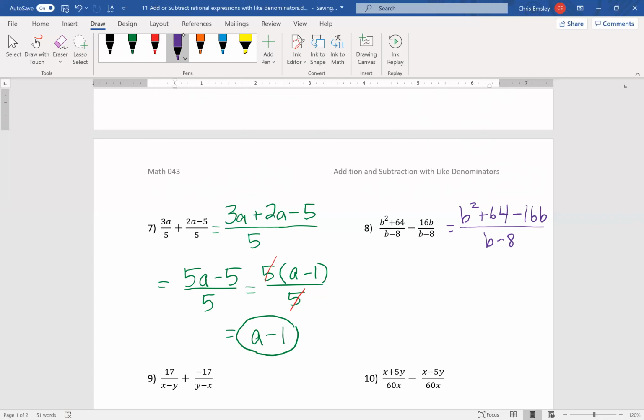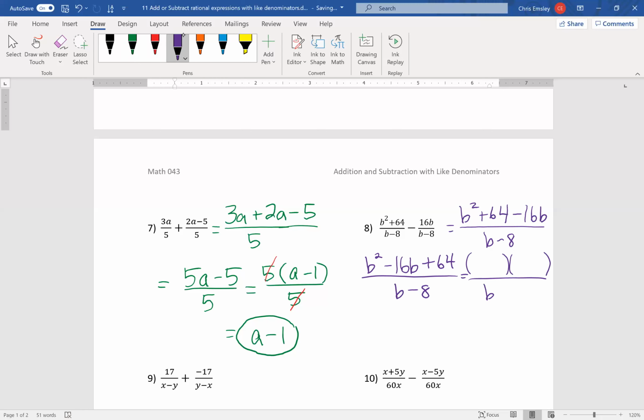Look at the top of that rational expression. That is a quadratic expression. Maybe we'll rewrite it in standard form. So we have b squared minus 16b plus 64 over b minus 8. And when we write it like that, we see that the top maybe looks like something we can factor.